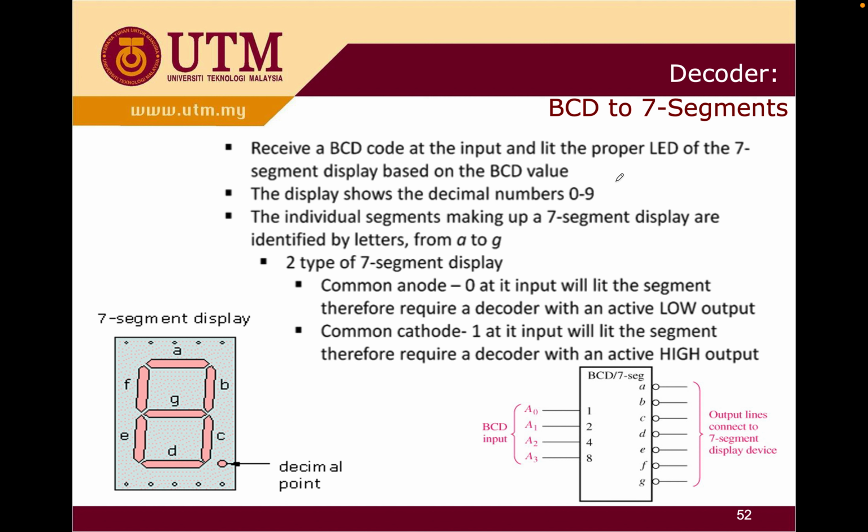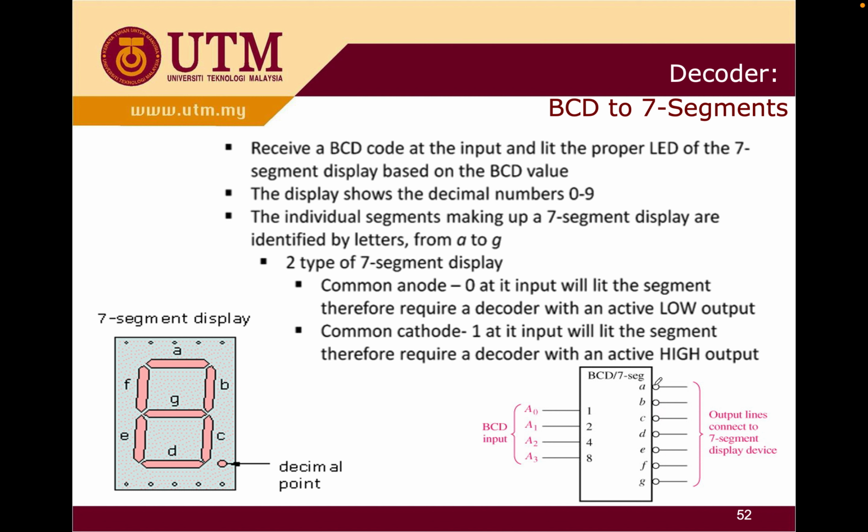And you have BCD to 7 segment display. This is your calculator display. You have several displays in your calculator. For only one display, you need to have these chips. So which one is connected to A, which one is connected to B, C, D, and etc. You can see here.